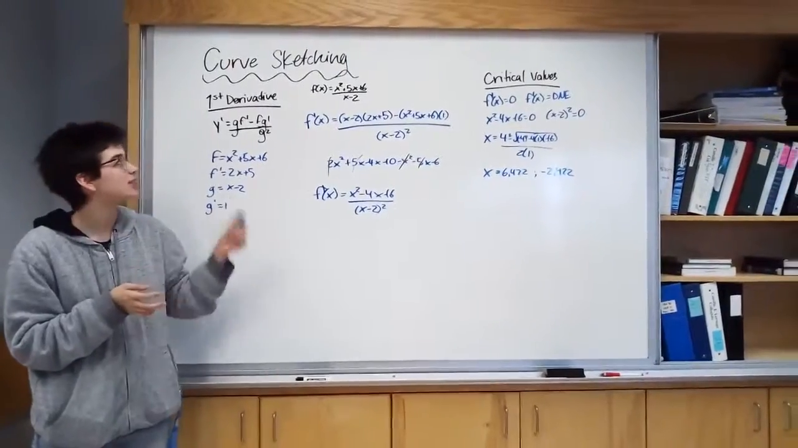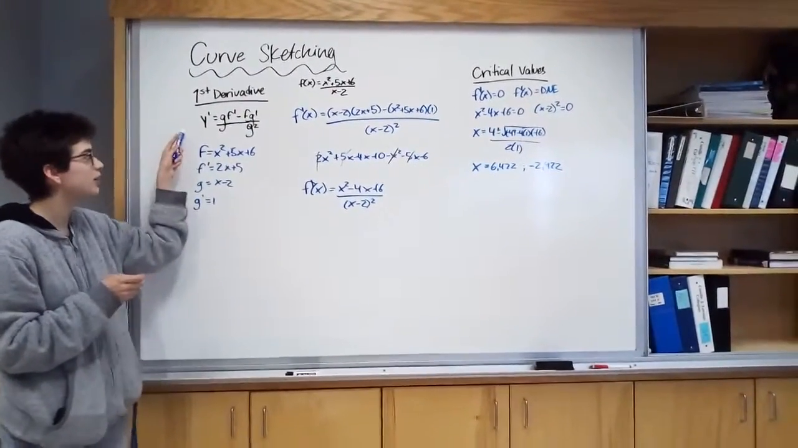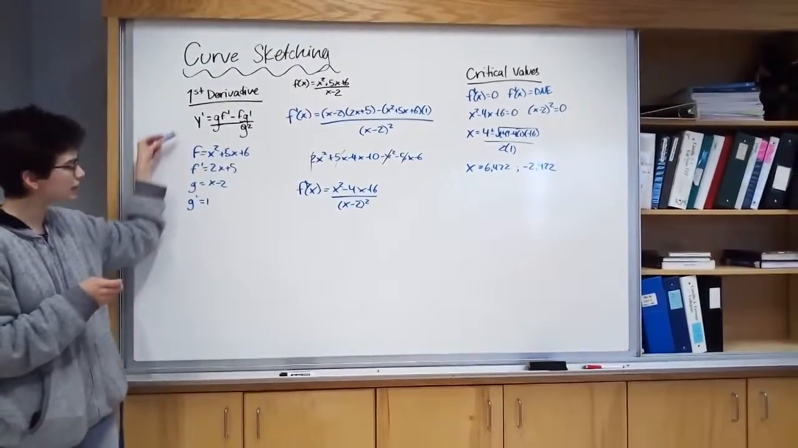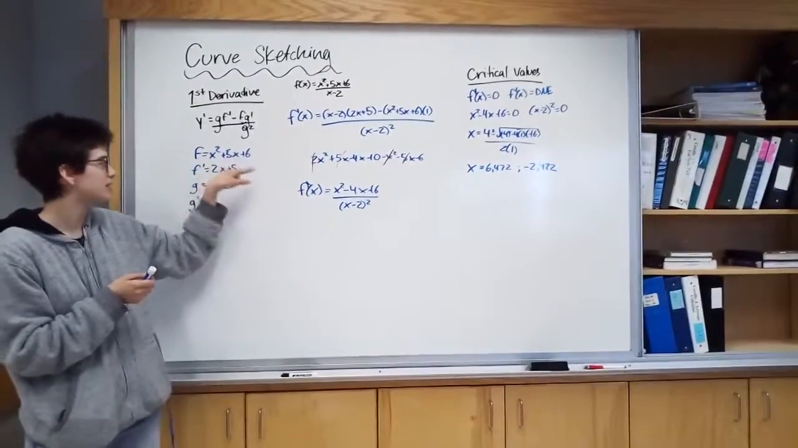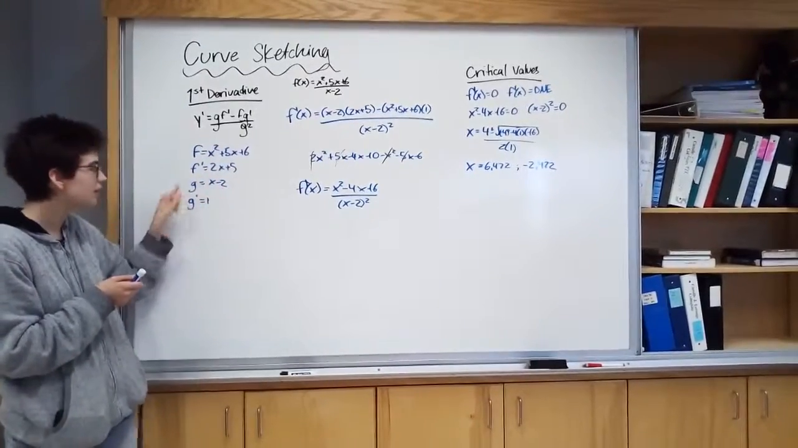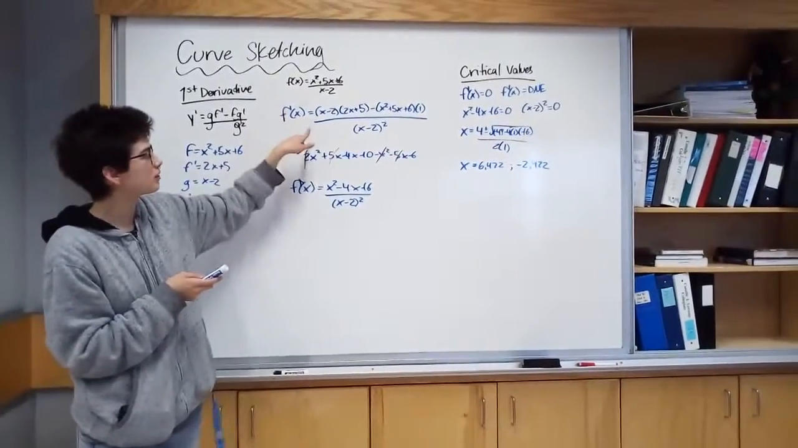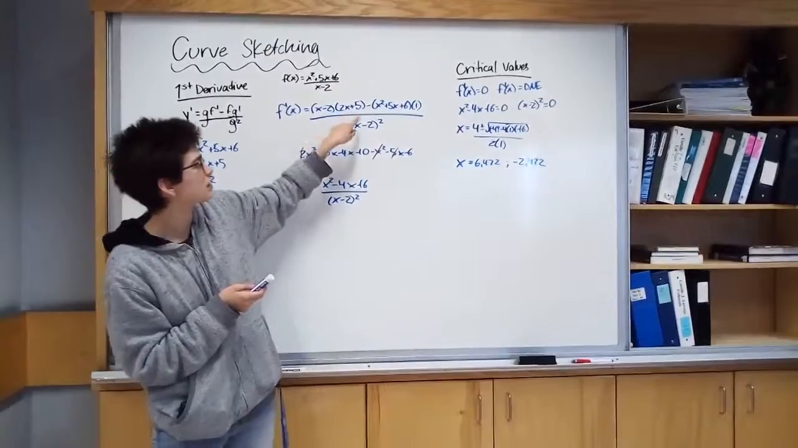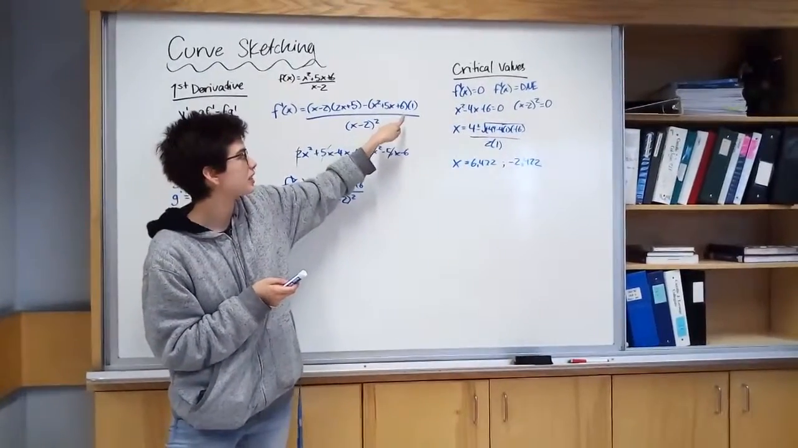Next up on our curve sketching is finding the first derivative. In this case, we have to use the quotient rule we talked about earlier, which is gf prime minus fg prime over g squared. First up, we assign our sections here, so we have f is x squared plus 5x plus 6, f prime is 2x plus 5, g is x minus 2, and g prime is just 1. Once we plug this into the formula, we get this long bit on the top. We have x minus 2 times 2x plus 5, and that's minus x squared plus 5x plus 6 times 1.